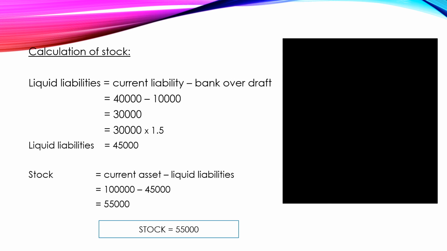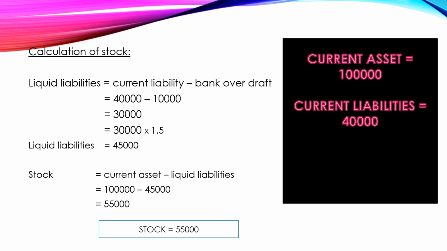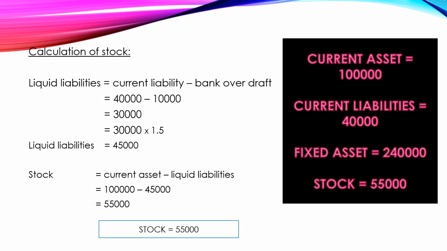Now we are going to highlight all the answers. First, current asset is equal to 1 lakh. Current liabilities is equal to 40,000. Fixed asset is equal to 2,40,000. Stock is equal to 55,000.